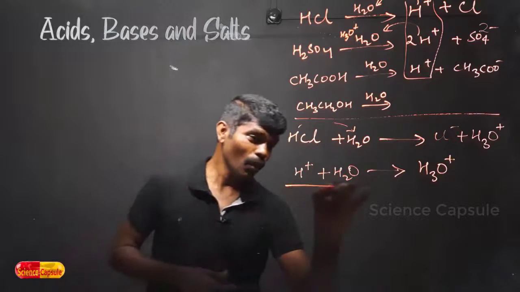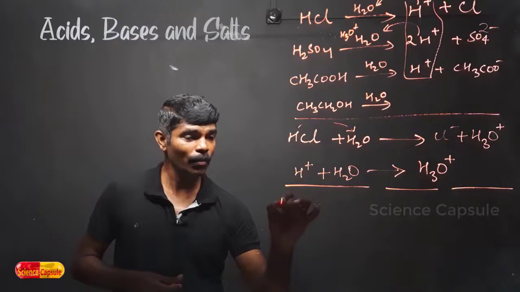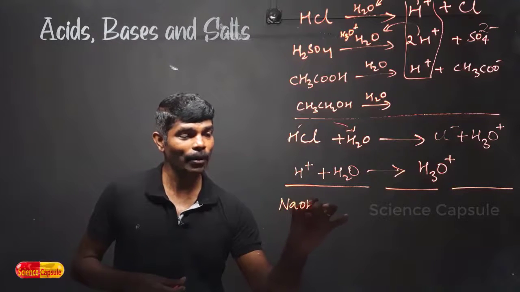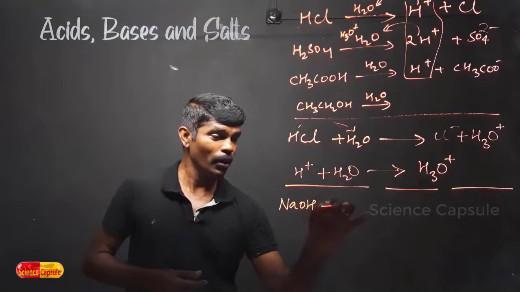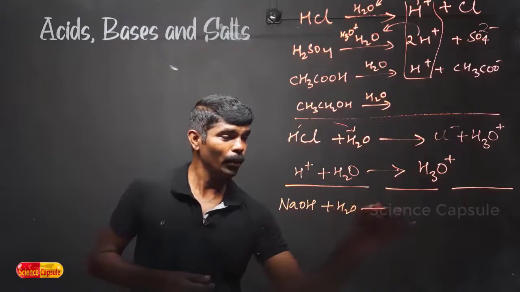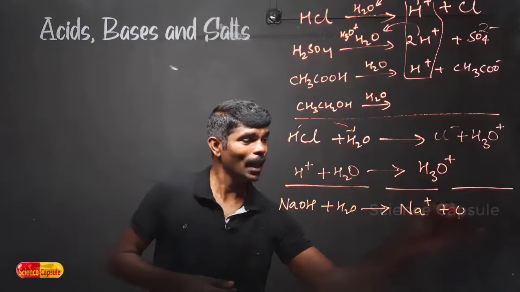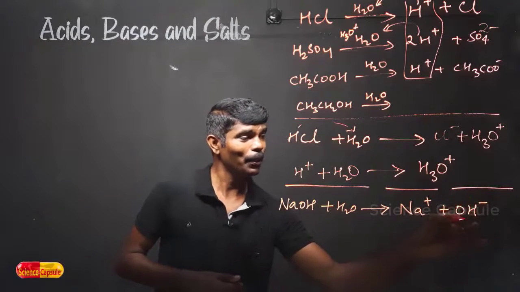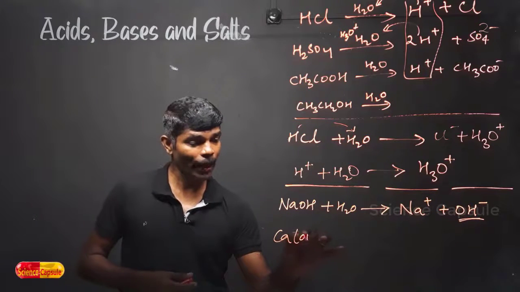Now we have to see what happens when base is dissolved in water. Dear students, sodium hydroxide is one of the familiar bases we are learning. So when sodium hydroxide is dissolved in water, what happens? It produces sodium ion, along with this hydroxide ion will be produced. Got it, children? So we take another example here, calcium hydroxide.